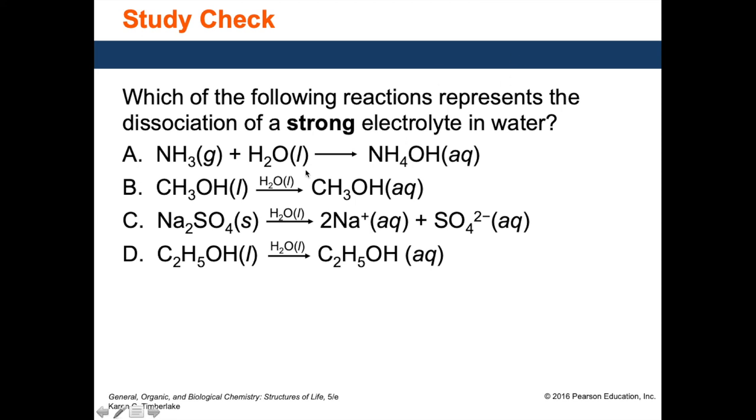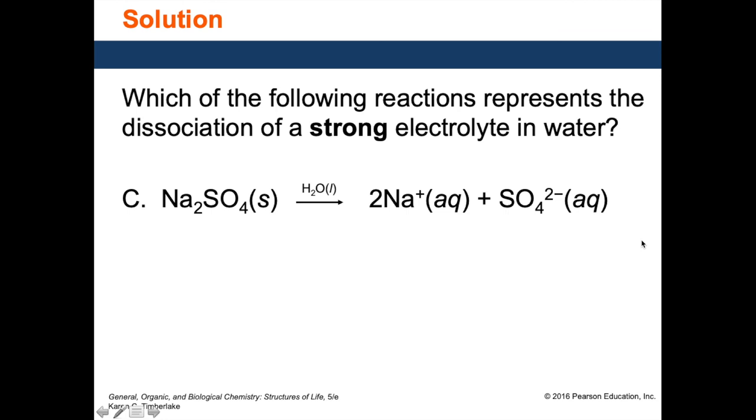Okay, we can tell automatically there are no weak electrolytes here. These are all regular forward arrows. There's no reversible arrows that show a weak electrolyte. So out of these products, which ones show ions? Well, only option C, and that's your strong electrolyte.